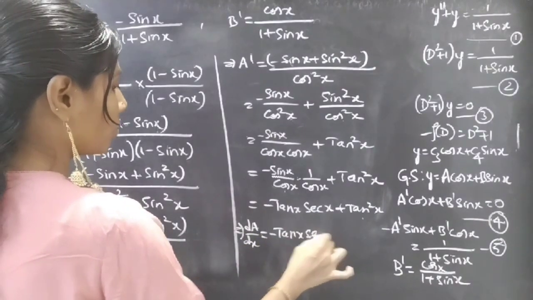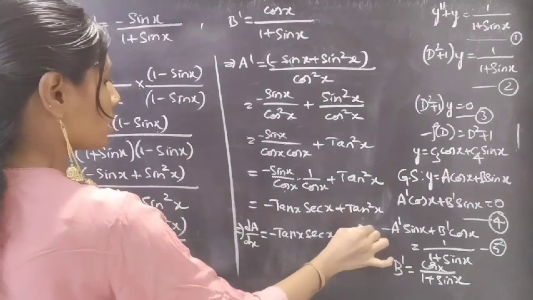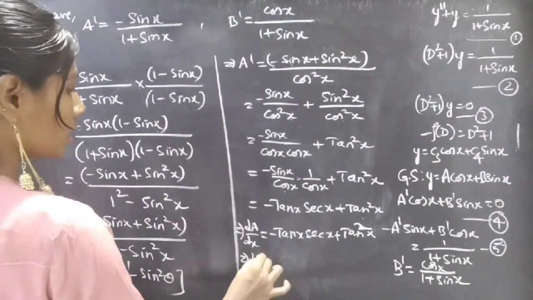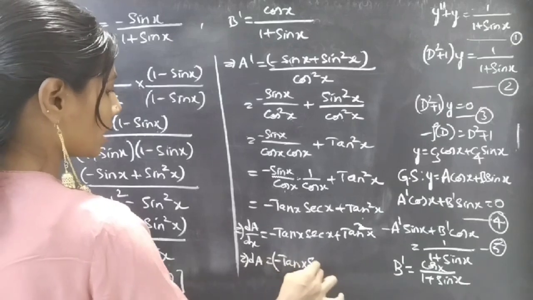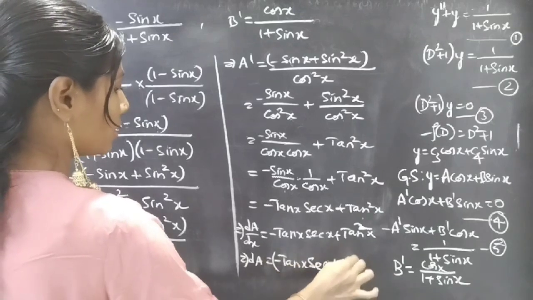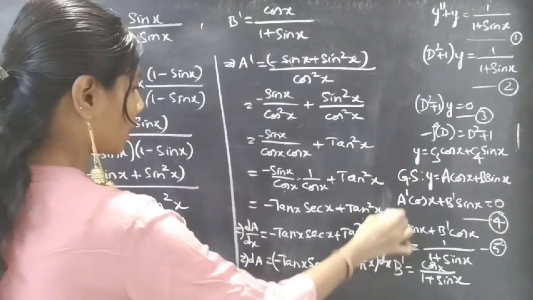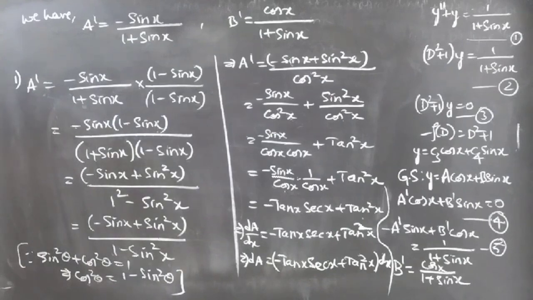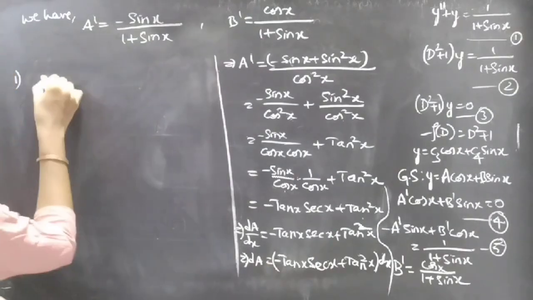The next step, we are going to separate the variables by taking differential dx to RHS, then we'll get dA equal to minus tan x secant x plus tan square x into dx. Okay. Here the variables are separable.